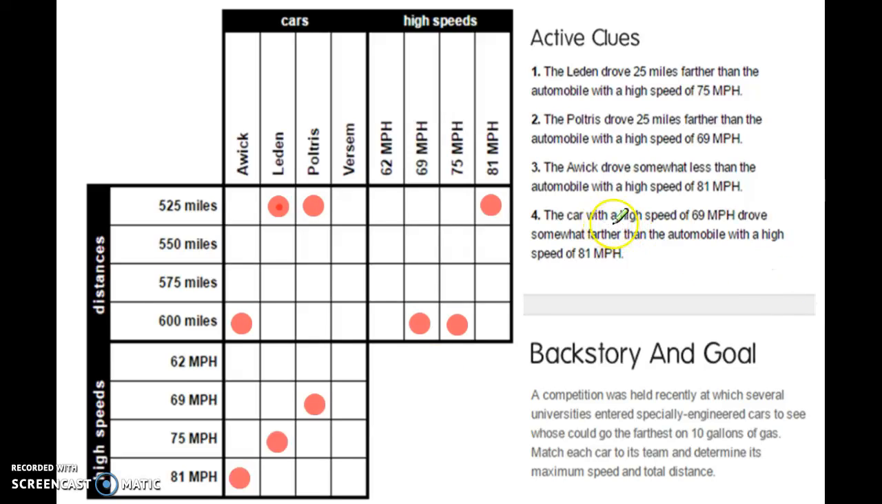Clue 4. The car with a high speed of 69 drove further than the automobile with a high speed of 81. Well, if that's the case, the car with a high speed of 69 cannot be the minimum distance car. Simply not possible. And by the same token, the car that reached 81 miles per hour cannot be the maximum distance car. Now this obviously leaves only one slot for 600 miles, that one.